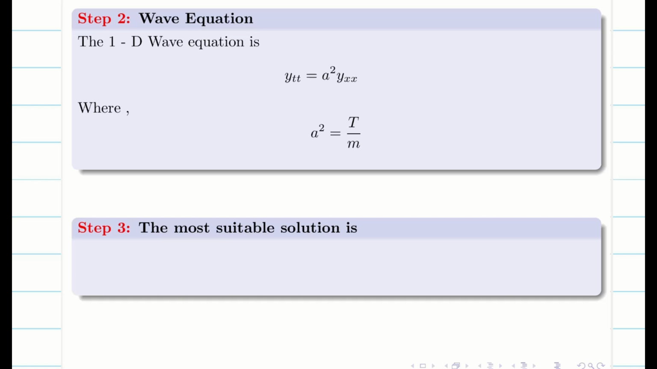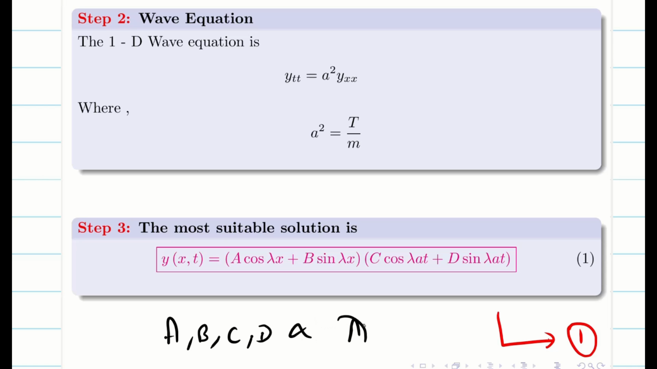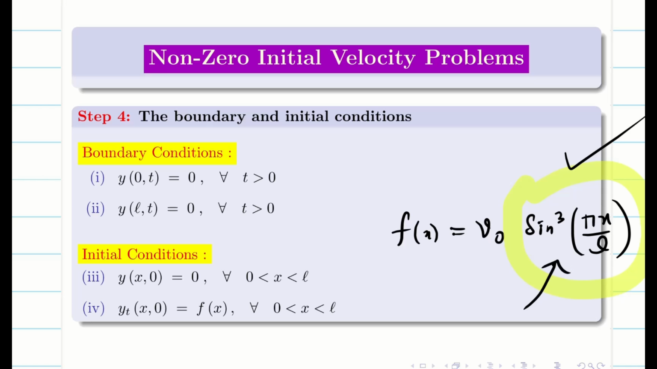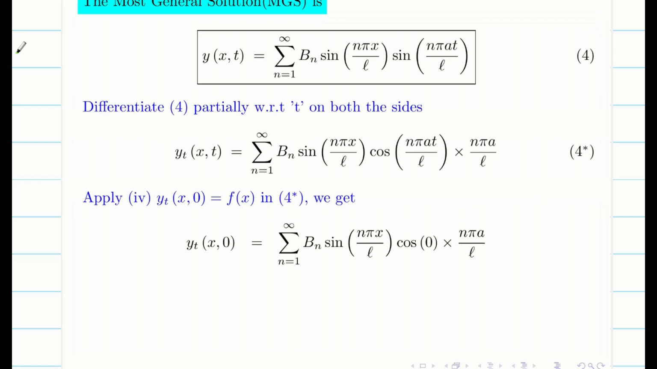Then the third step is the most suitable solution. Take it as equation 1 and we are going to find the constants A, B, C, D and lambda. My f(x) is given as v0 sin³(πx/L). And I said another clue in the last video: if you see a trigonometric problem, never miss it because we are not going to do integration. We just going to do comparison and complete the problem up to the step f(x).